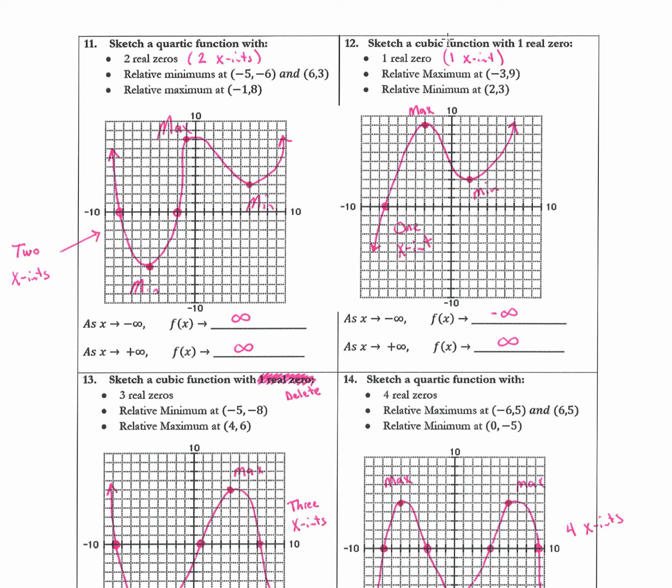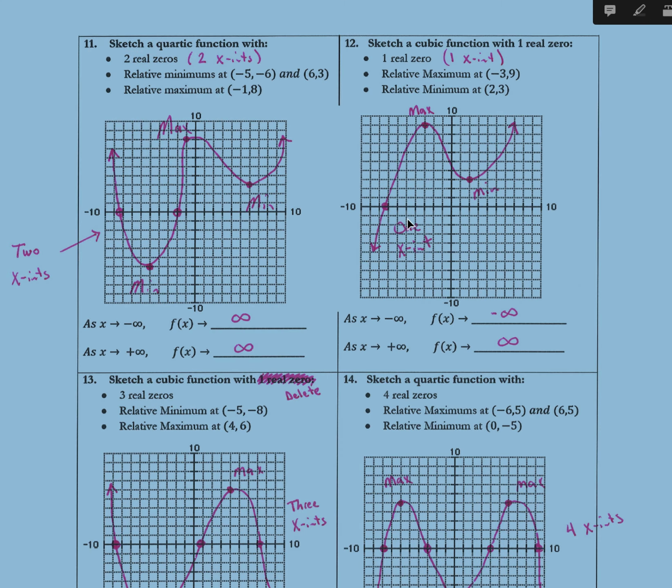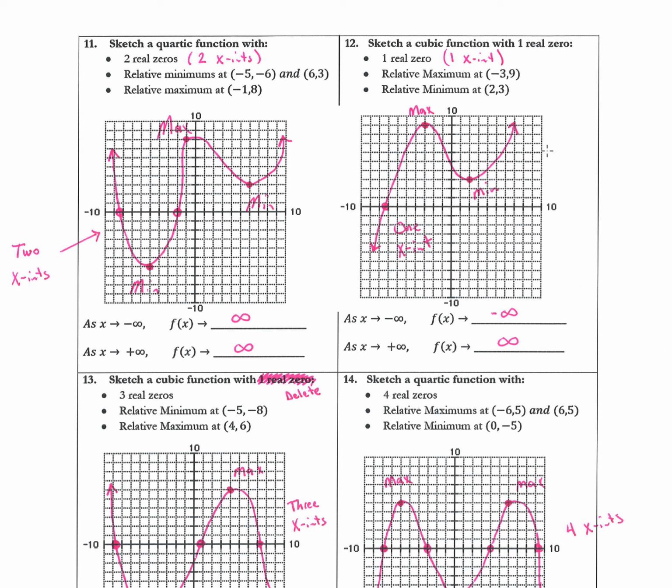Okay, here's a cubic function with 1 real zero, meaning 1 x-intercept, and it's got a max and a minimum, so it's going to go like this general shape, and it's going to have this as a max. There's our min, and there's our 1 x-intercept, and so if it has 1 real x-intercept, it does have 2 imaginary, because 1 plus 2 is 3, and we do know it has to have 3 total, considering it's a cubic.